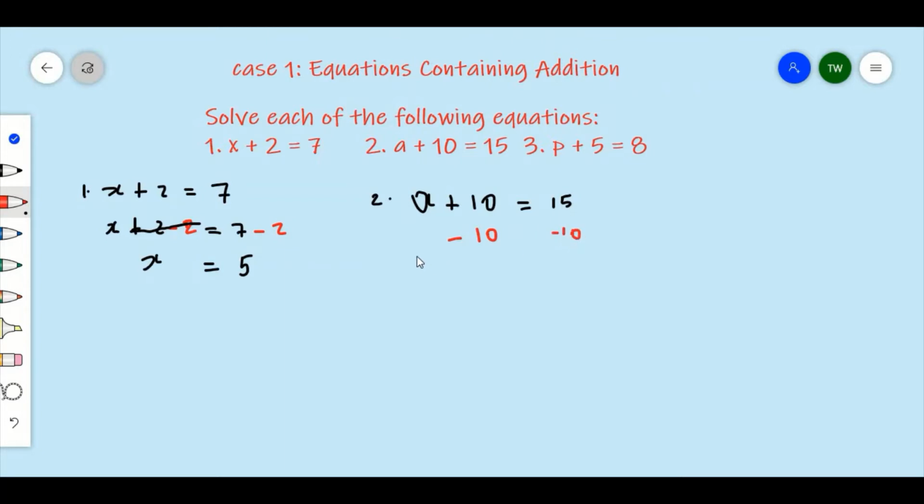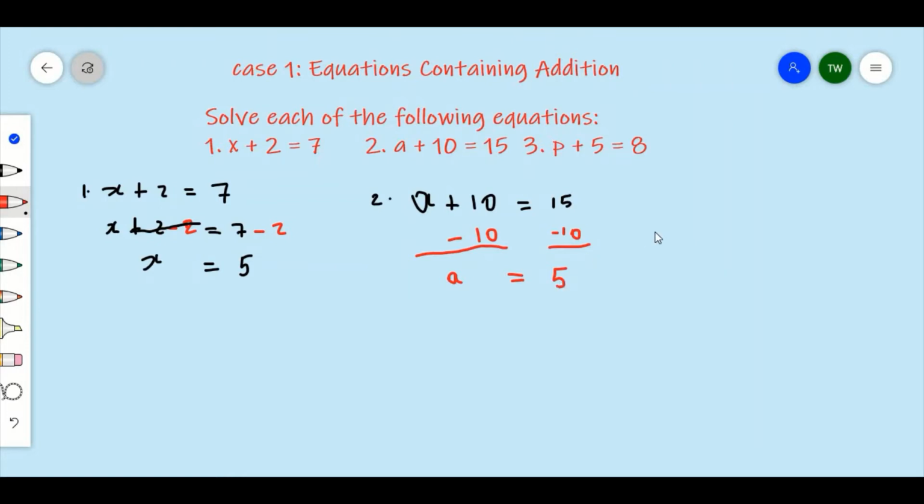Alright? And if we subtract 10 from both sides, 10 minus 10, that gives us 0. So what we're left with on this side is just a is going to equal 15 minus 10, that's going to give us 5.